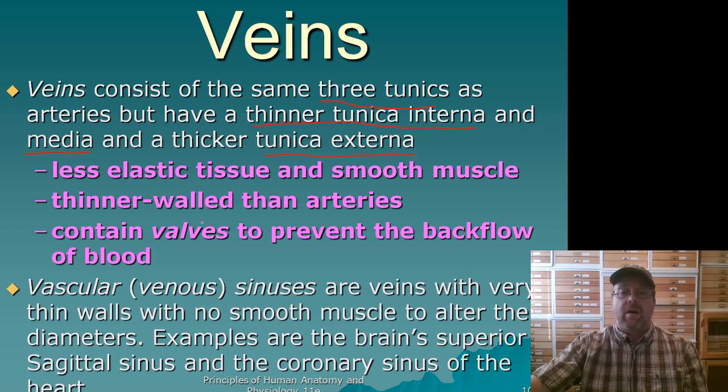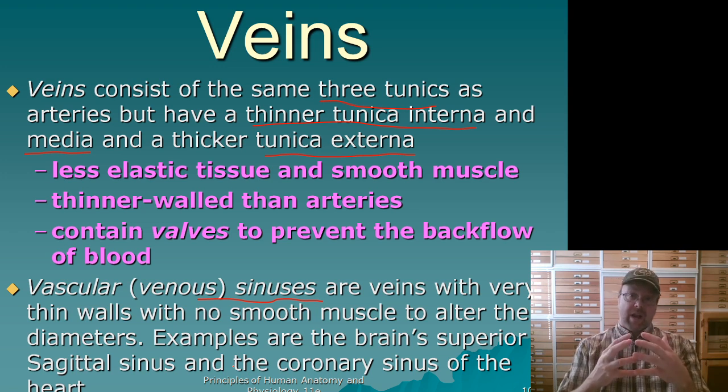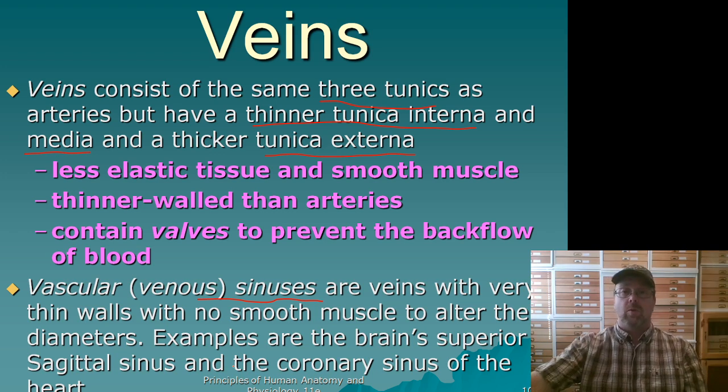Some veins are large reservoirs. We call them venous or vascular sinuses. And vascular sinuses are going to be collecting blood over a large amount. A good example of this would be our coronary sinus that we learned about that's on the back of the heart. So all of those veins, the coronary veins, are carrying blood to that coronary sinus. And then the coronary sinus can then collect all that blood and deliver it to the right atrium.